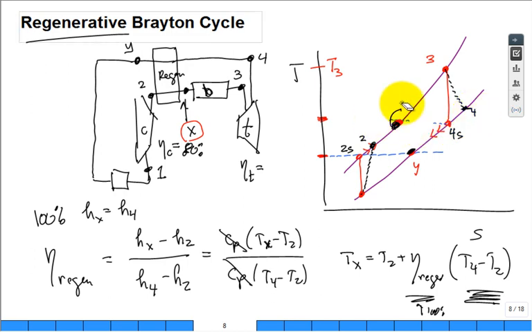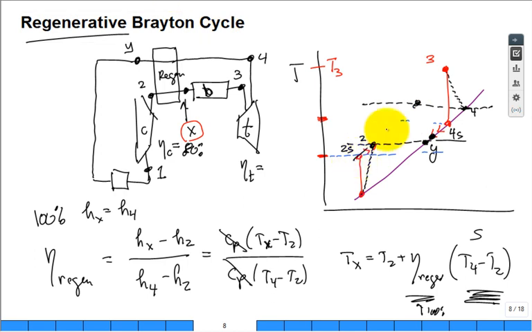I should have redrawn that, shouldn't I? I should have come back. Once I have the isentropic efficiency, then I should have readjusted where the X max and Y is. So here, Y can't go any lower than right there, and X can't go any higher than right there. Hopefully that makes sense. Right? Because it's based off of the actual 4 temperature and the actual 2 temperature.